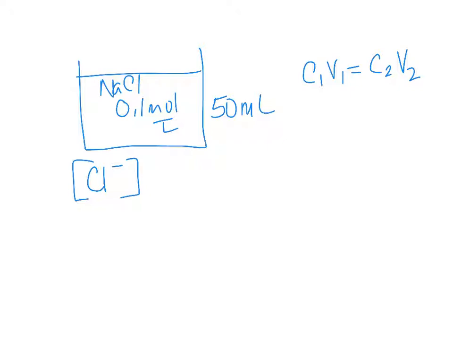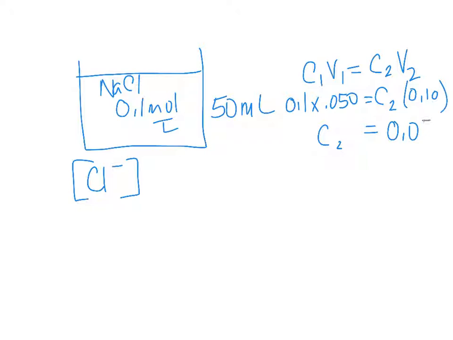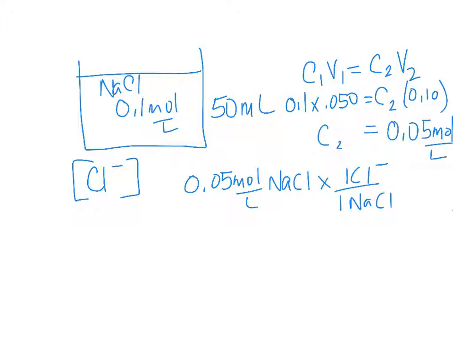You have to do this first, right? So I had 0.1 times 0.05. So my second concentration is actually 0.05 moles per liter. So my chloride ions will be 0.05 mole per liter sodium chloride times 1 chloride for every 1 NaCl. 0.05. Okay?